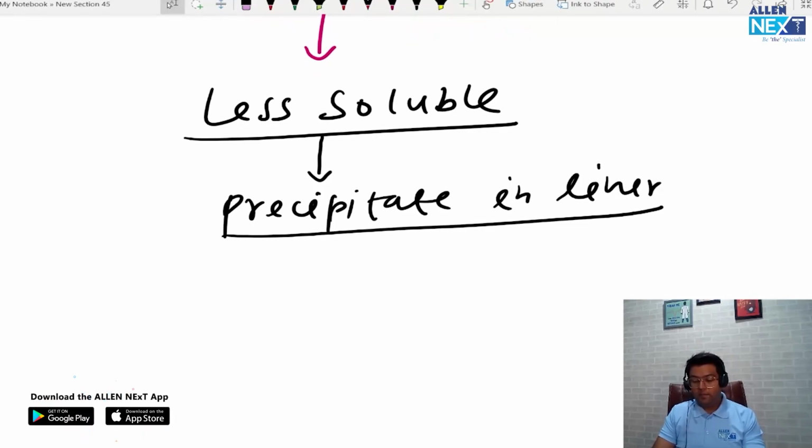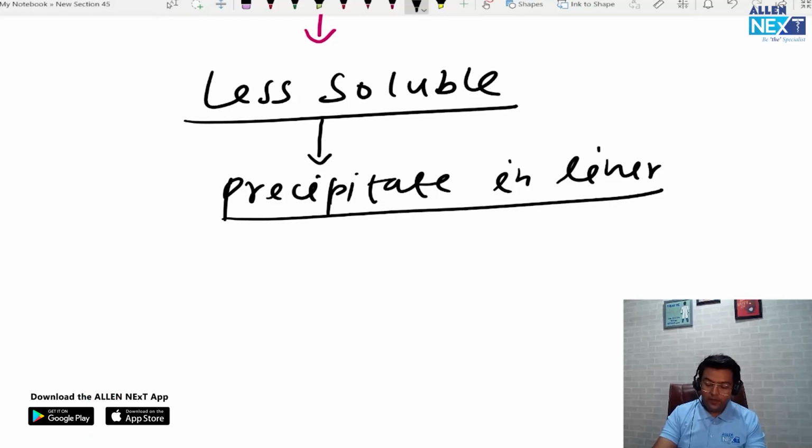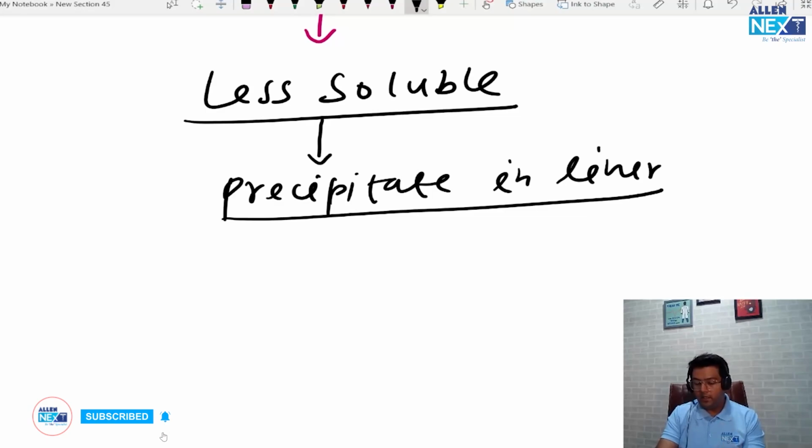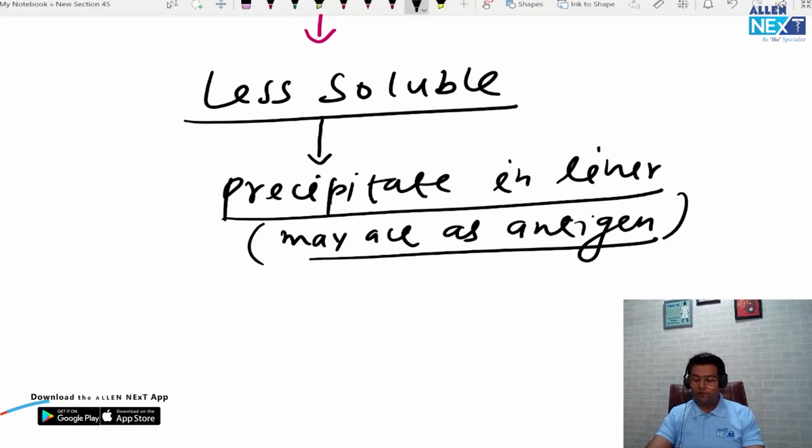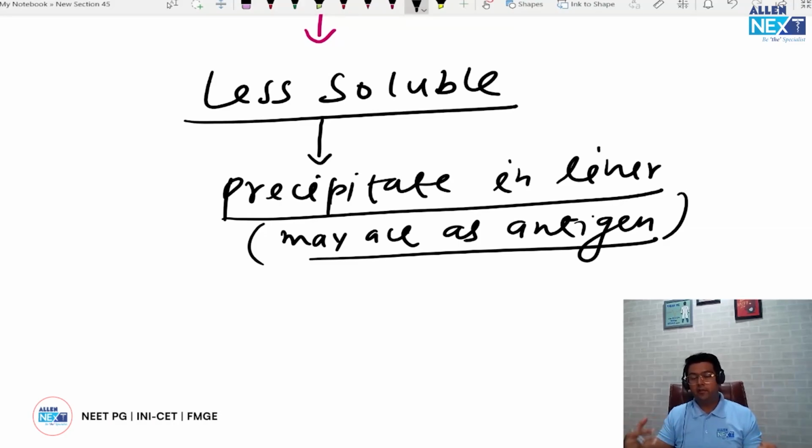So when it precipitates, guys, this may act as a particulate material, right? So this may act as antigen. I mean, this can be one of the theories. Antigen, you know, guys, what is antigen? Antigen is something which can induce immunity, which can induce the activation of immune cells. You all know that. So this may act as antigen, right? Basically. And against this, antibodies will be made by our B cells.